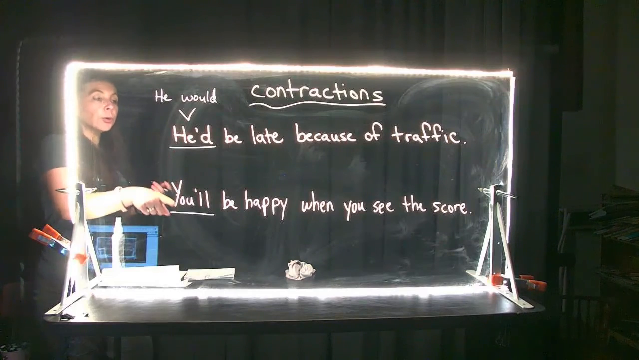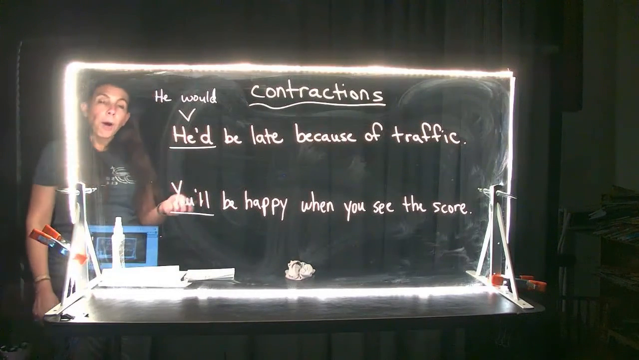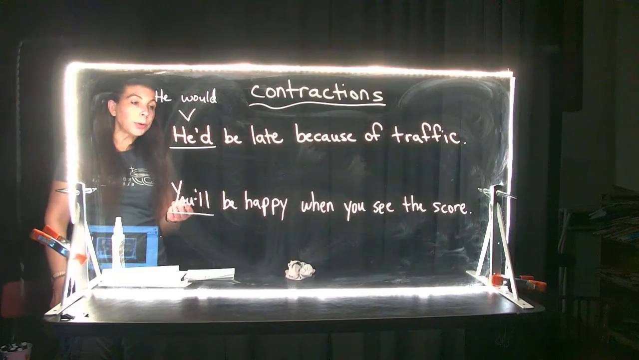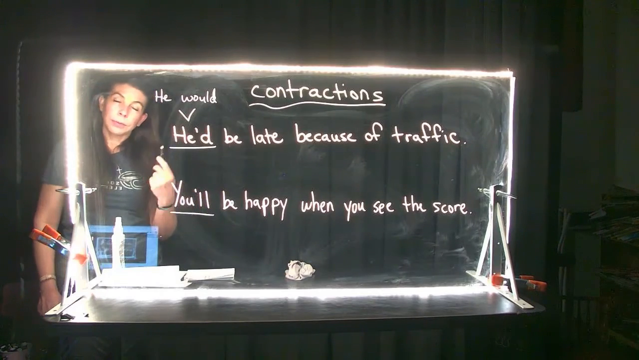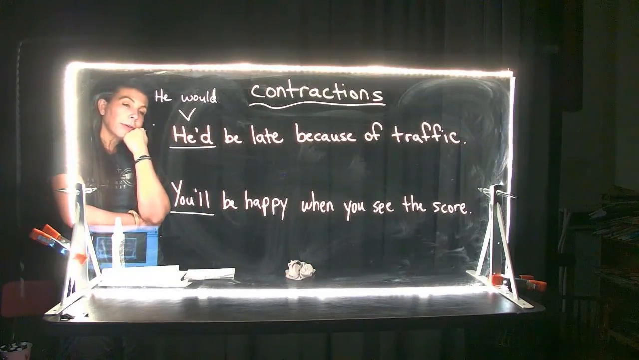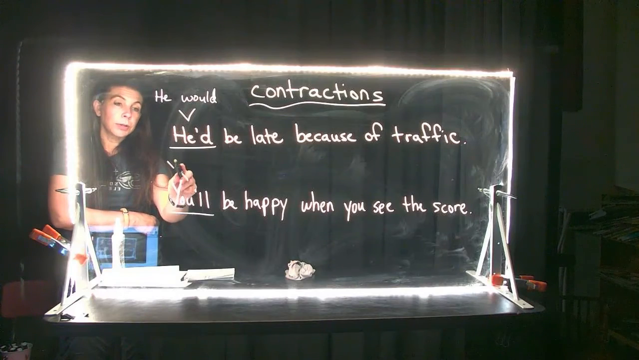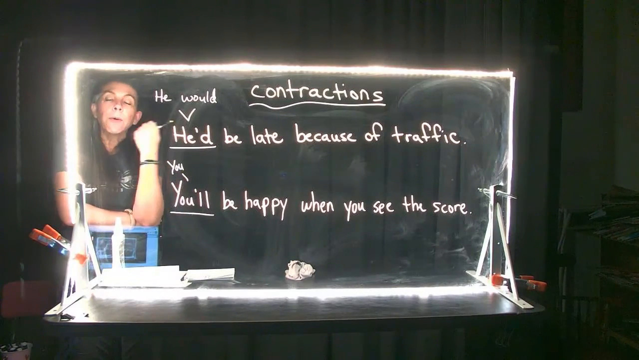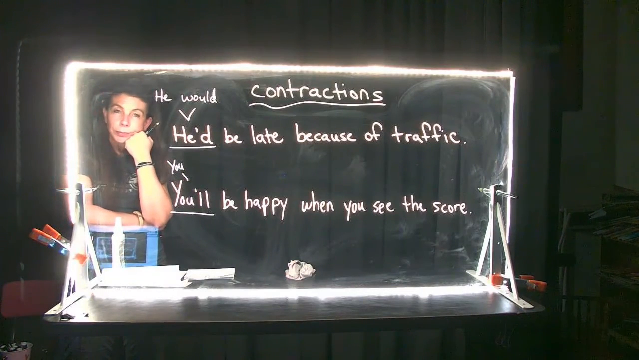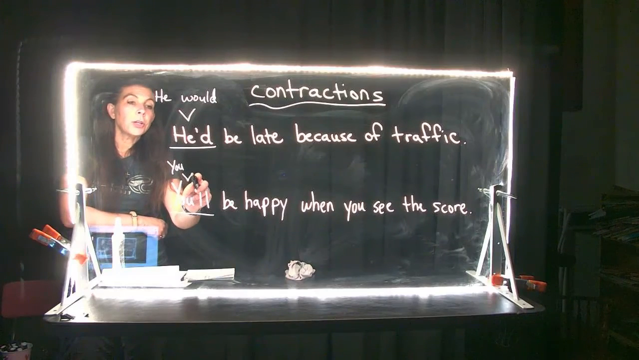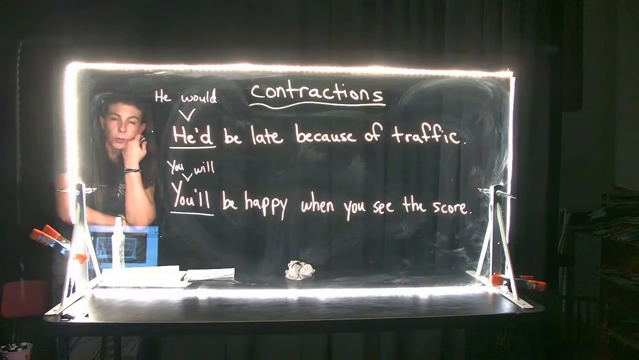Let's come down here. You'll be happy. What two words make up you'll? Think to yourself. You know one of them. You is going to be easy. What makes up you'll? You should have said you will be happy when you see the score.